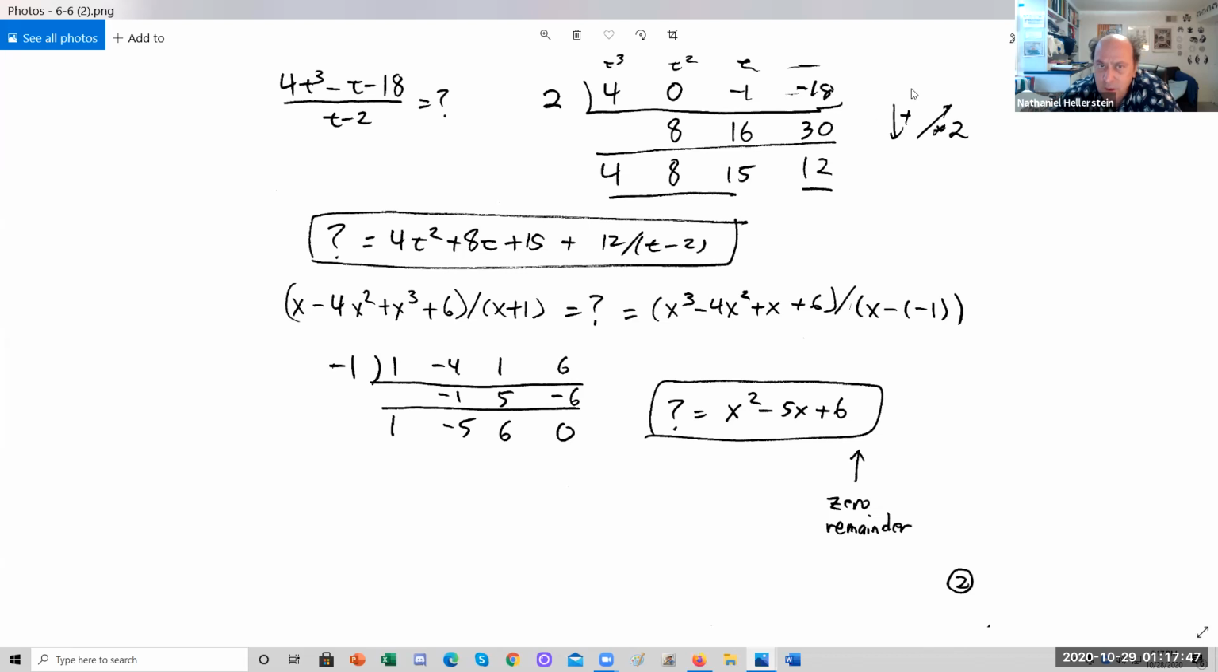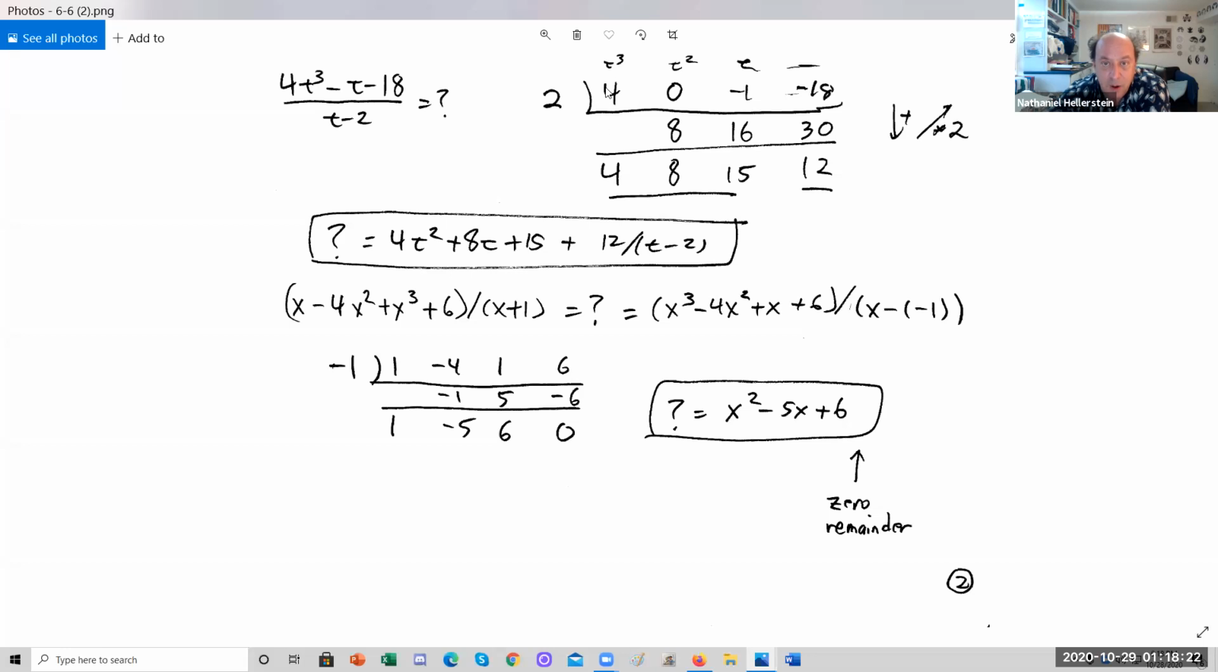Okay. All right, here we're going to try 4t cubed minus t minus 18 over t minus 2. Now, because it's a minus 2, we'll put a plus 2. And notice there's no t squared term here. So we'll have to put a 0 where the t squared is. So we have a 4t cubed, a 0t squared. We need a placeholder. It's like 0 is a placeholder in decimal numeration. Minus t, so a minus 1. Minus 18, so a minus 18.